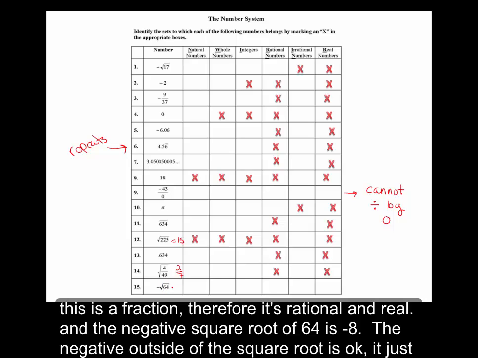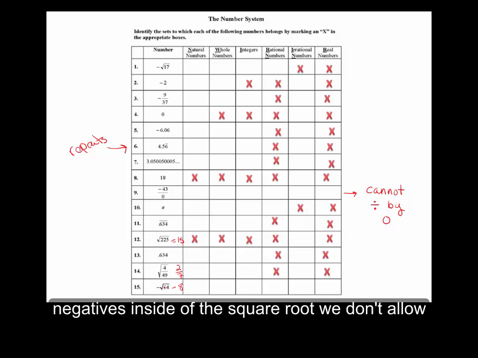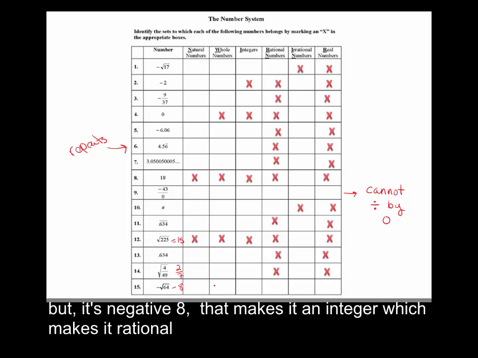And the negative square root of 64 is negative 8. The negative outside of the square root is okay, it just hangs out. Negatives inside of the square root, we don't allow. But it's negative 8. That makes it an integer, which makes it rational and real.